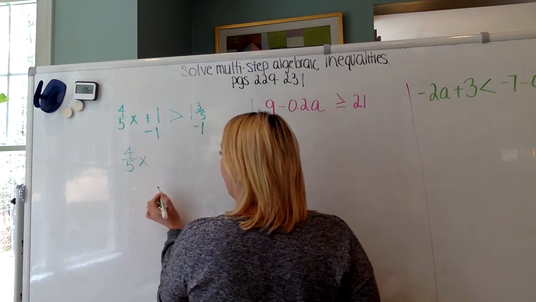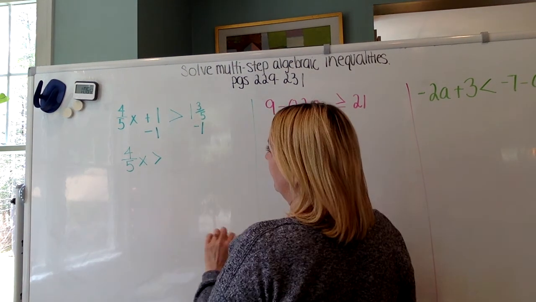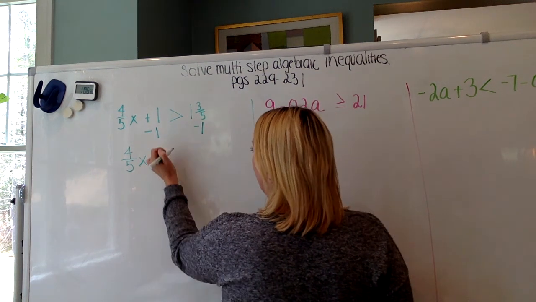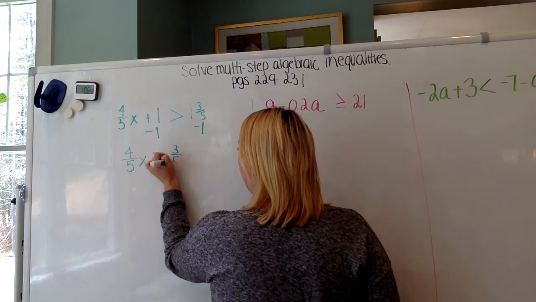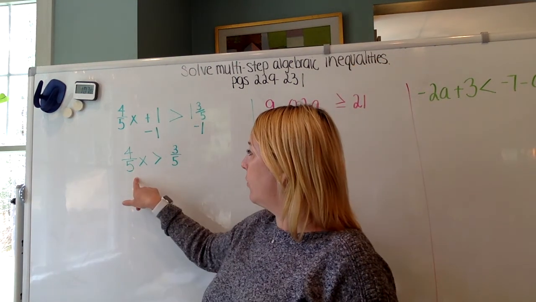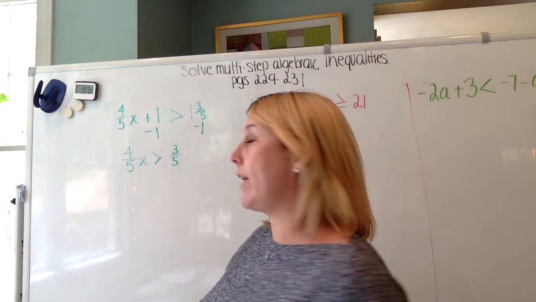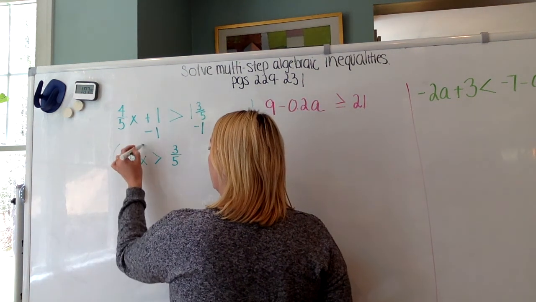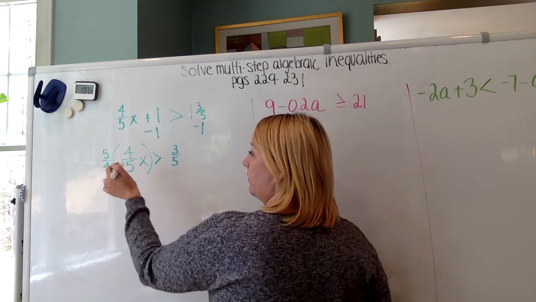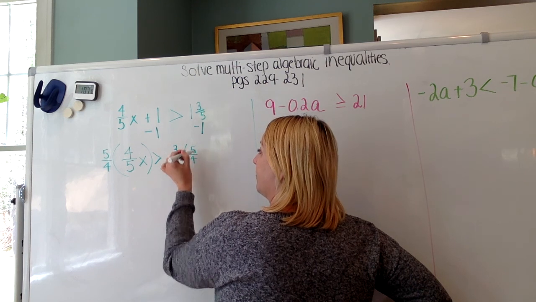So I have 4/5 x. I don't need to change any inequality signs. And this is nice and easy. 1 3/5 minus 1. So the 1's cancel each other out, and all I have is 3/5 left over. Like easy peasy. Now we have 4/5 x, so we want to get rid of this fractional coefficient. So the way you get rid of the fractional coefficient is to multiply by the reciprocal. So the reciprocal of 4/5 is 5/4.